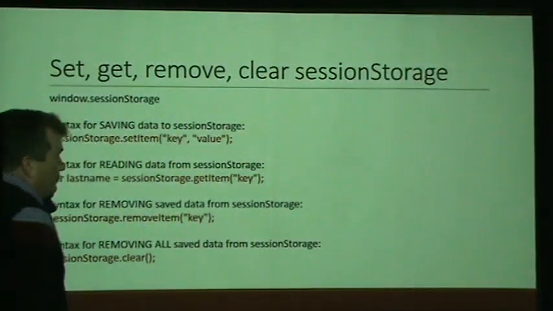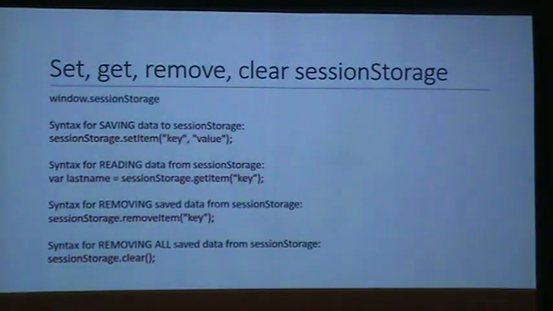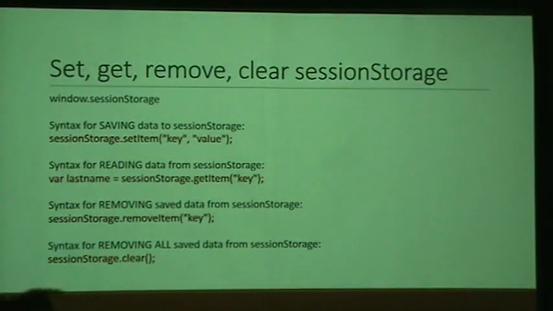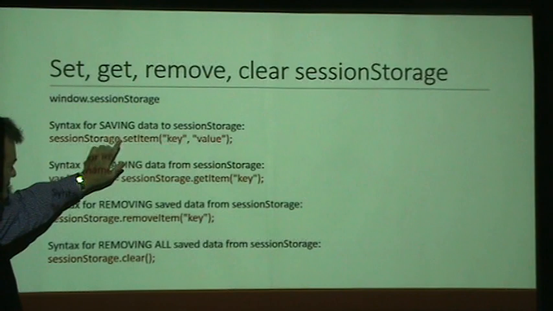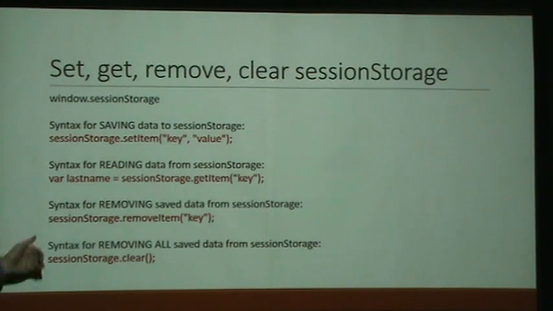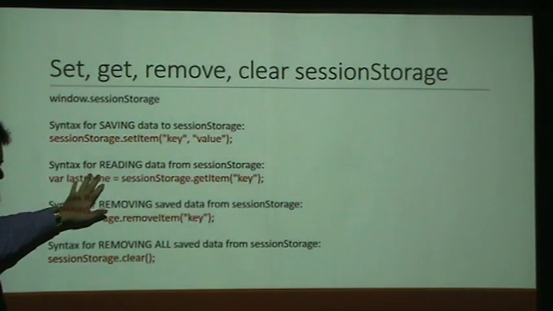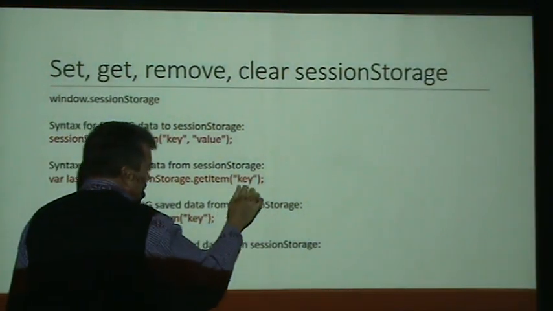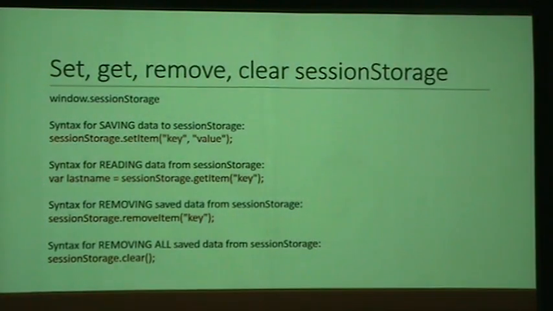So how do we get, set, remove, and clear session storage? We could call window.sessionStorage, which is where the tray of cookies is recorded for the session. We could say sessionStorage.setItem: take this key, put in that value. The methods have almost the same names as local storage. If we wanted to read some storage, we could say lastName equals sessionStorage.getItem. Instead of saying key, I probably should have said last name. I'll change that on the slides.